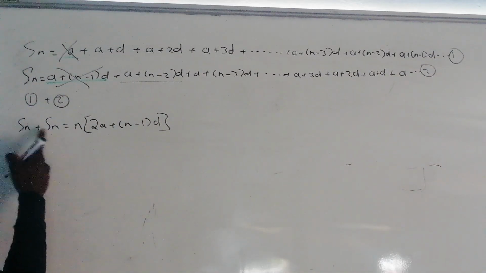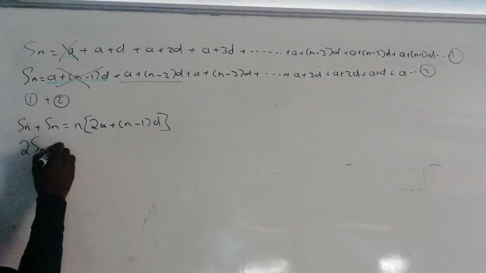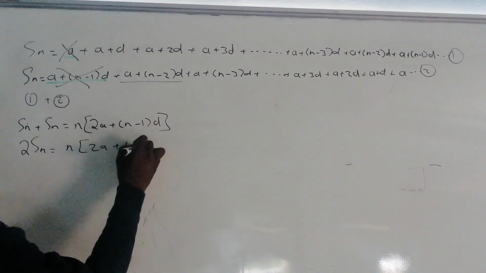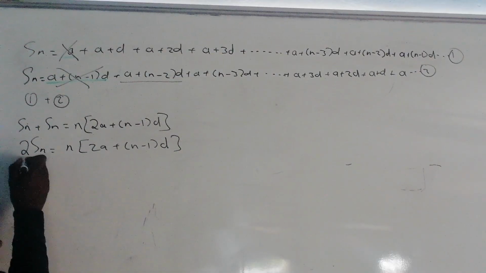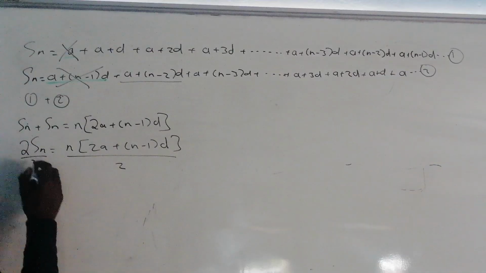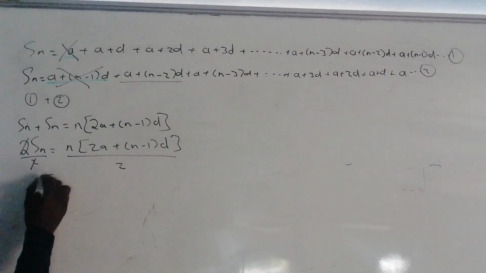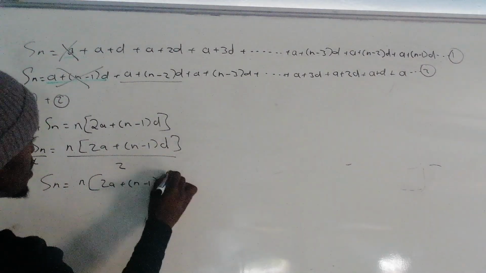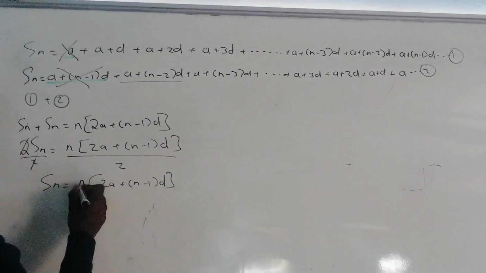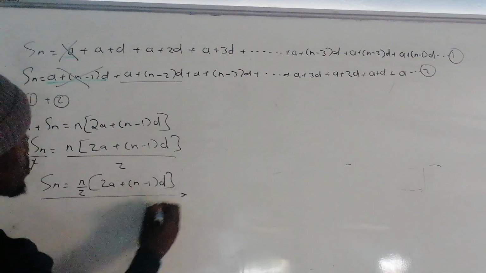Now, let's continue. Sn plus Sn is going to give us 2Sn equals n[2a plus (n minus 1)d], close the bracket. Now we must make Sn the subject of the formula, so we divide by 2 on both sides. I'm not sure if you understand that. Now, as we divide by 2, this is what we have. Sn equals n/2 [2a plus (n minus 1)d]. And this is one and the same thing as what I just wrote here. So you proved your formula.